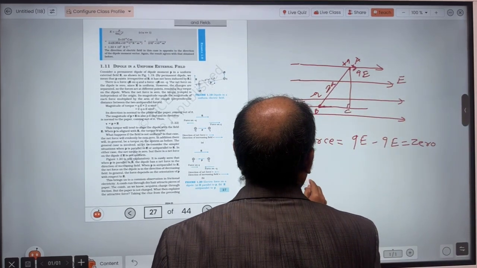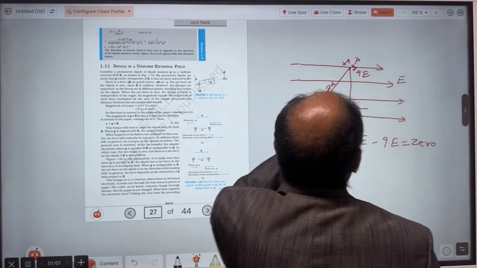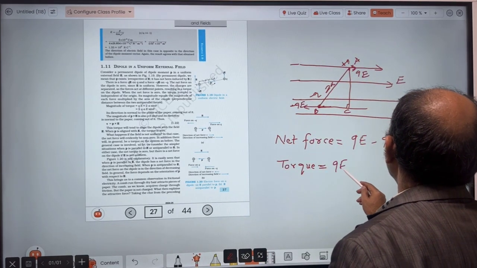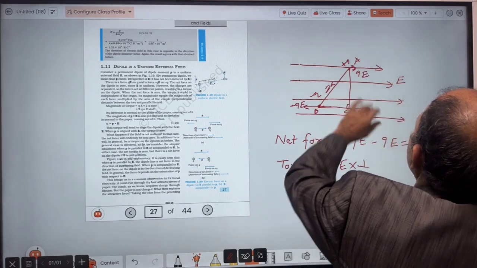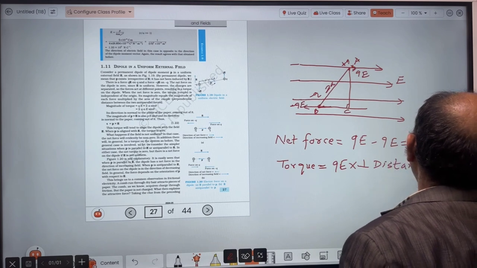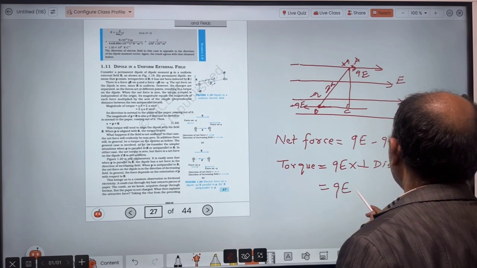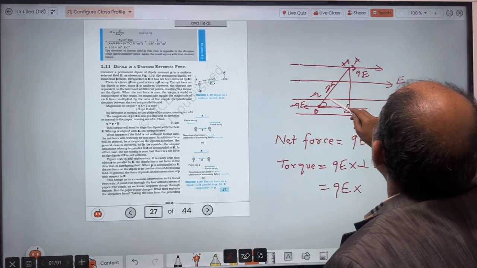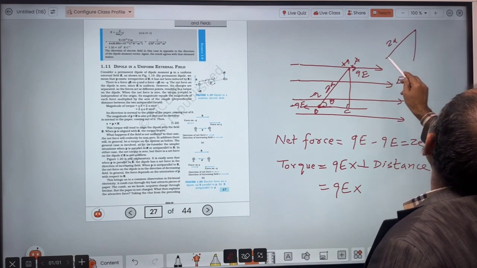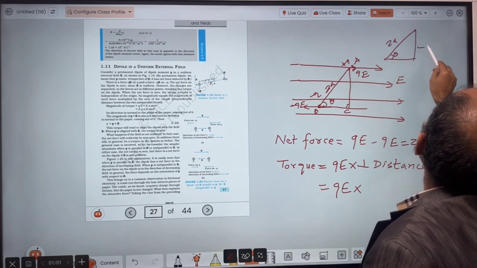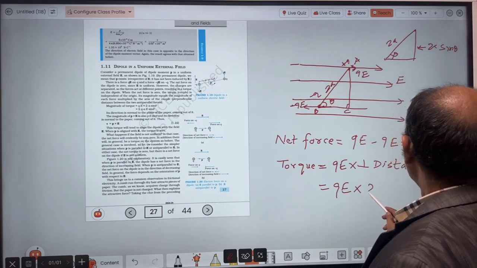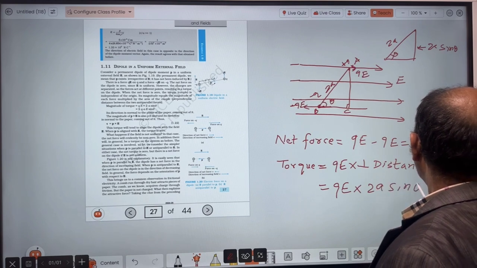Now as far as torque is concerned, torque is force on either charge, we take the positive charge here. So qE into perpendicular distance. Perpendicular distance is AC. So qE times AC. What is AC? This angle is theta. So situation is like this. This is 2a, this is perpendicular, and this angle is theta. So this length will be 2a sine theta. So we can write it here as 2a sine theta.